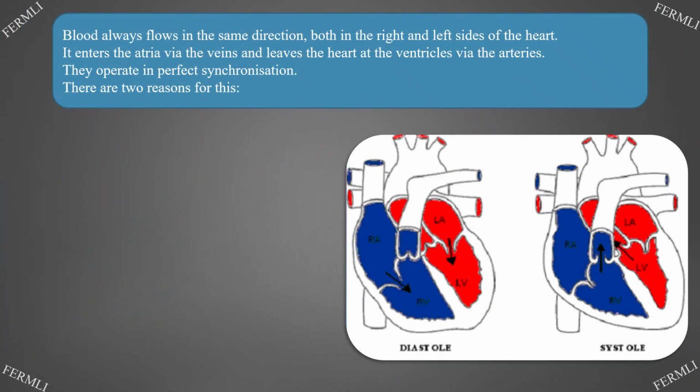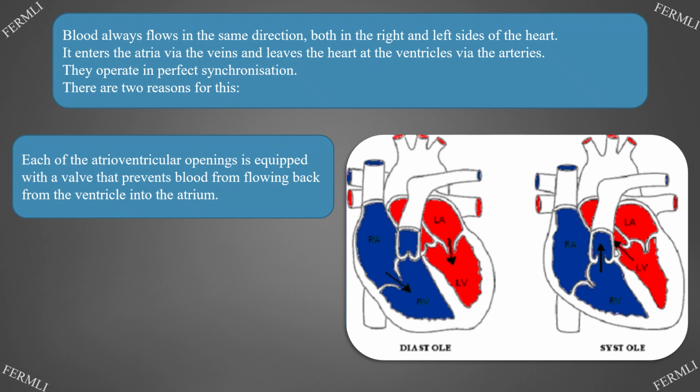Blood always flows in the same direction, both in the right and left sides of the heart. It enters the atria via the veins and leaves the heart at the ventricles via the arteries. They operate in perfect synchronization. There are two reasons for this. Each of the atrioventricular openings is equipped with a valve that prevents blood from flowing back from the ventricle into the atrium. The atria and ventricles contract in succession.